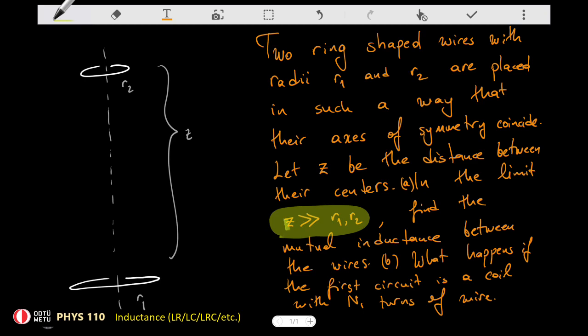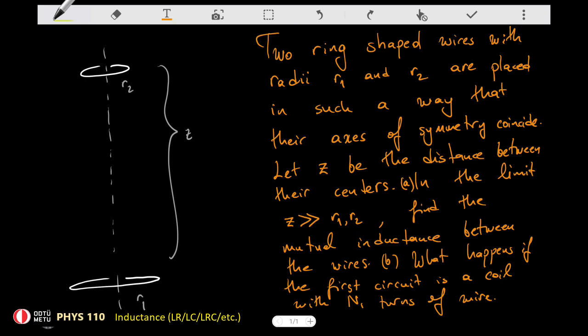As a result, in that case, we can make some approximations. By using these approximations, we can compute the mutual inductance for that case. So the expression that we are going to write down will be valid in that limit. So I'm going to talk about this, of course.